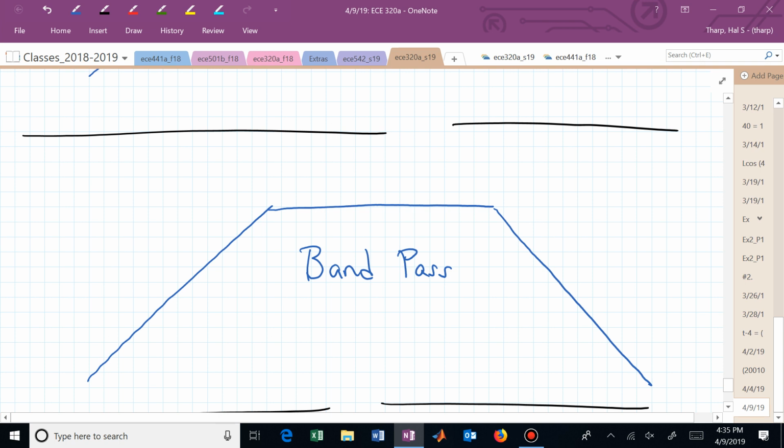But for our first order pieces, each first order factor gives us a 20 dB per decade change. If it's upstairs in the numerator, you're sloping up. Those are zero factors. If you're downstairs in the denominator, those are poles, you're going down. Those give you negative slope.